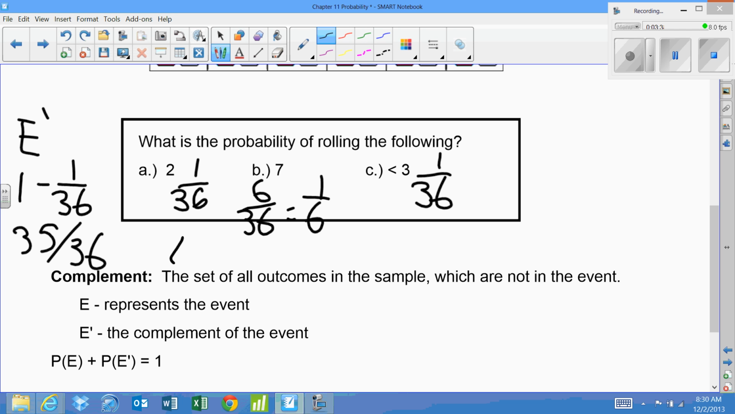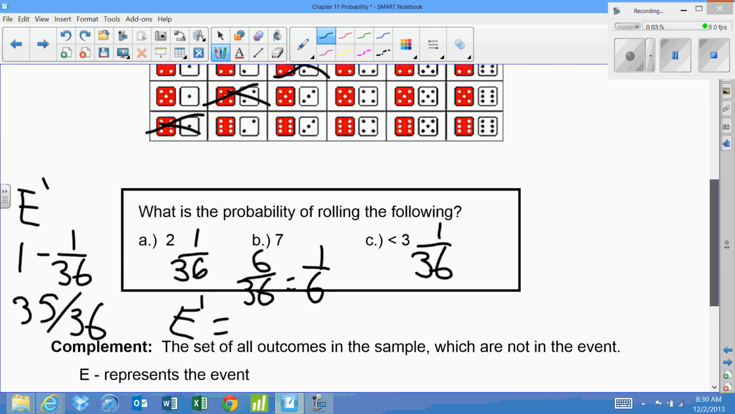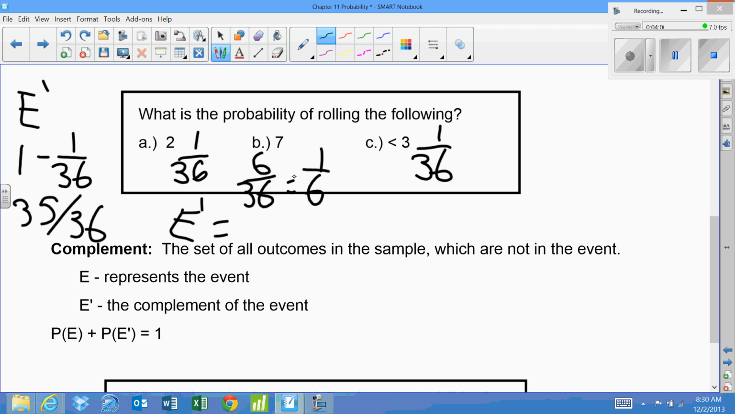Let's try our complement to part B here. Okay, we could do it a couple different ways. We could cross out all the 7s if we did that. We physically went over and crossed out everything that equals 7. Okay, our complement would be what is left over, which if we added all of those up, we would get 30 out of 36, or 5 out of 6. And if we add up our 5/6 plus 1/6, we should get 1.